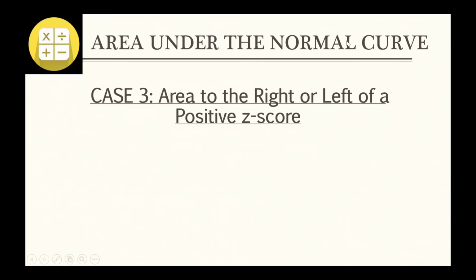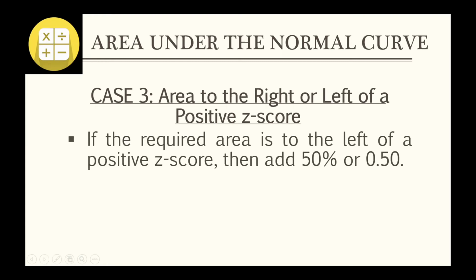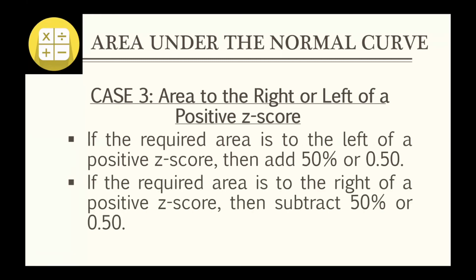We are now on the third case in finding the area or probability of a region under the standard normal curve to the right or left of a positive z-score. There are two rules under this. The first one, if the required area is to the left of a positive z-score, then add 50% or 0.50. The second one, if the required area is to the right of a positive z-score, then subtract 50% or 0.50.